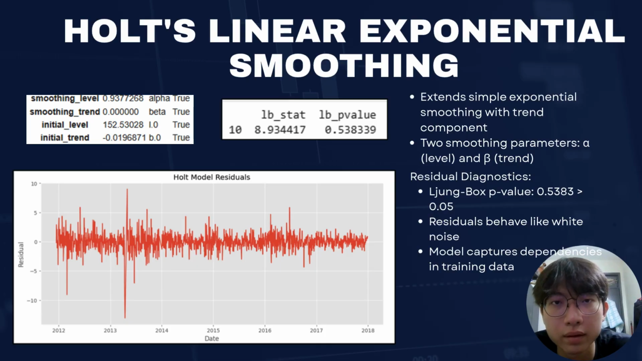The second, Holt's linear exponential smoothing, which extends simple exponential smoothing by adding a trend component. The model estimates two parameters, alpha for the level and beta for the trend. We got an alpha of 0.9377, meaning the model puts heavy weight on recent observations, and a beta of 0.0, confirming that no significant trend was detected. The Ljung-Box test gave a p-value of 0.5383, which is greater than 0.05, so we can conclude the residuals behave like white noise and the model captures the dependencies well.